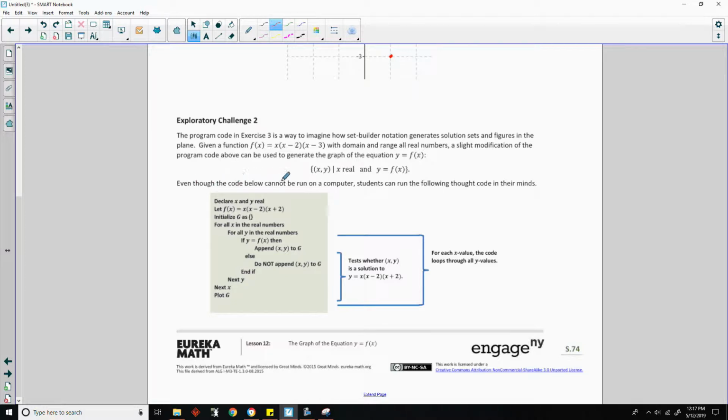So even though the code cannot be run by our computer, students can run the following code through their minds, which means that we can kind of understand what is going on in between, and we would connect the dots with an arc or a curve or a straight line. So test whether x, y is a solution. For each x value code, loop through all y values where x and y are real numbers. So it's the same thing except we changed an integer to real.